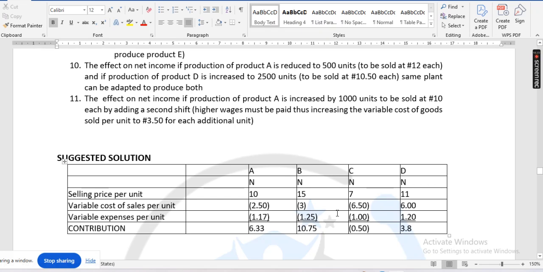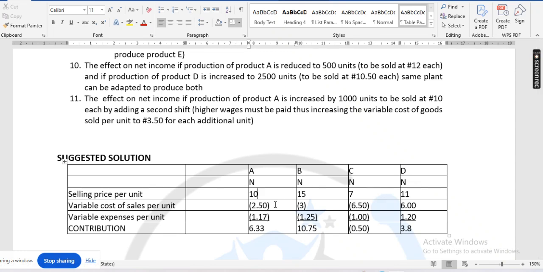We will remove product C from here. Then we will say, what will now be the impact of removing product C, class? Now, there are different ways you can use to solve this question. You can decide to get the value of your selling price per unit, variable cost per unit. You multiply it by the unit sold to get the value, right? I don't want to go through that route.